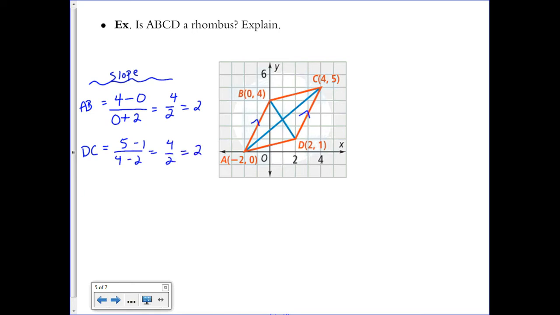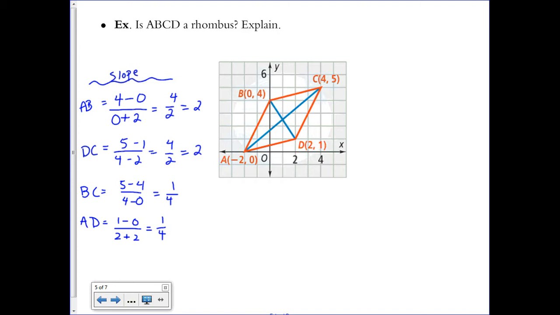I'm going to do the slope of BC as well. 5 minus 4 over 4 minus 0. You do get very good at these as you do more and more of them very quickly. And then 1 minus 0 over 2 minus negative 2 also comes out to 1/4. Okay, so I know for certain that I have a parallelogram. I've proven it. I have two pairs of opposite sides that have the same slopes as one another, so they're two pairs of parallel sides.